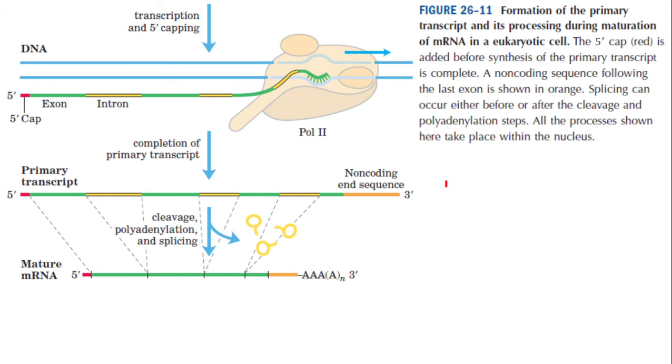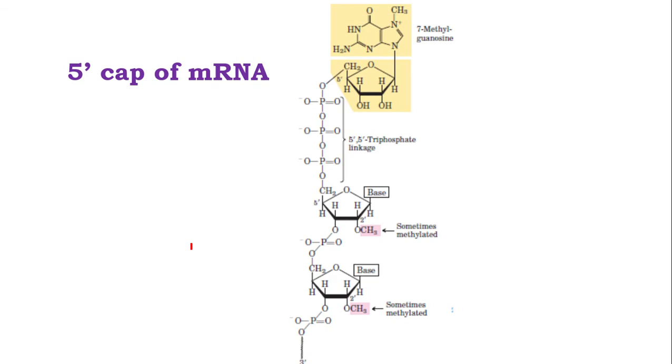In prokaryotes, that many modifications do not take place because, before the completion of transcription, translation is taking place in many instances. So I told you a 5' cap is added, a 3' poly A tail is added, and splicing also takes place. Let us see them in detail. This is the 5' cap.